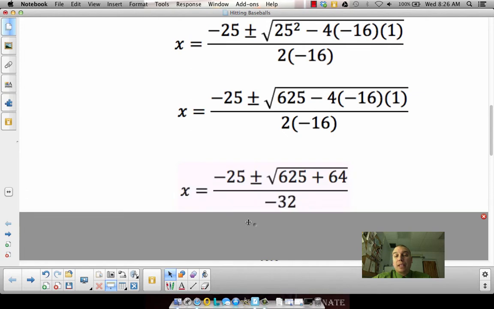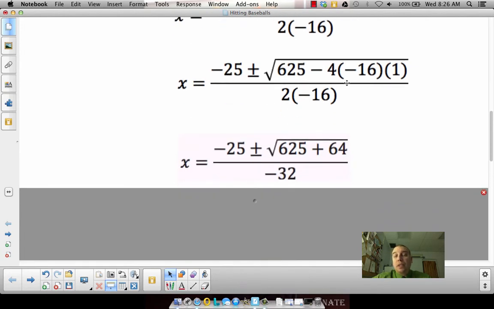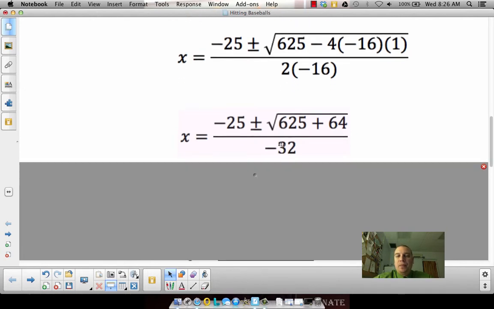Okay, so now we go back down here. What did I do? I just did all the multiplication. Negative 4 times negative 16 times 1 is positive 64. Again, you're going to have a calculator do this. 2 times negative 16 is negative 32. Well, what's left here? Let's see. This one is just sitting there. This one is now all set.